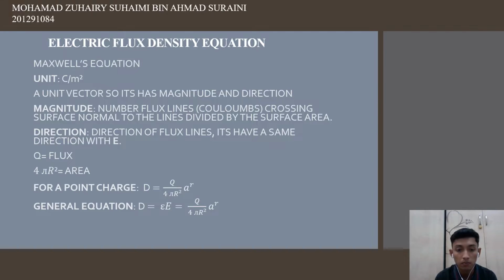For the equation, we have Q as the flux and 4 pi r squared as the area. For a point charge, D is the flux over the area. This is the general equation. You will use this equation to find the flux density equation.